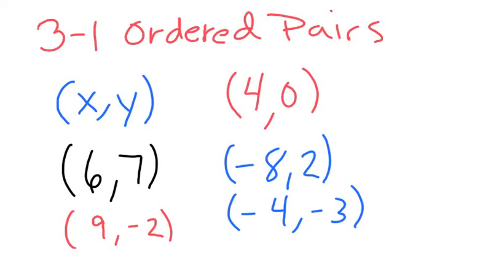3-1, ordered pairs. Ordered pairs are two numbers in parentheses that represent an x and a y value. X always comes first, y always comes second. So, all of these are ordered pairs: (6, 7), (9, -2), (4, 0), (-8, 2), (-4, -3). Ordered pairs. X first, y second. Parentheses always.